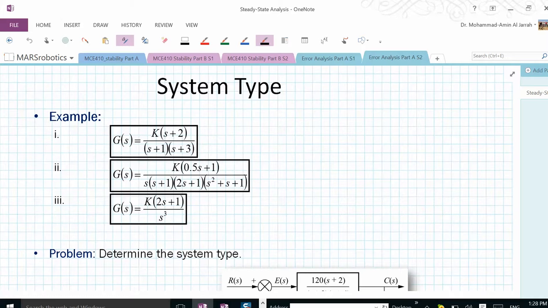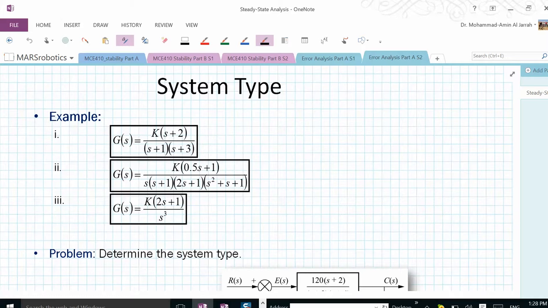What is the ramp error for the first system? Infinity. I don't need to calculate. You get a question and you write infinity, and that's it. You don't need to justify. So this is the tool.